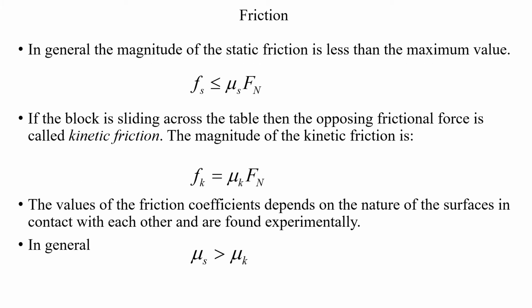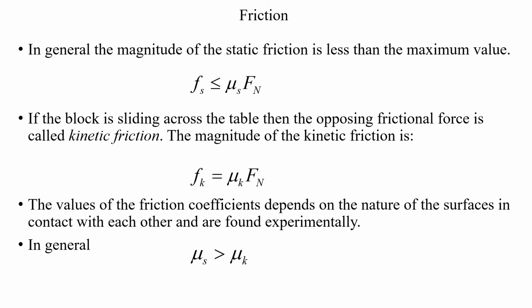All right, so in general, the magnitude of the static friction is less than its maximum value. So we write the static frictional force, F sub s, is less than or equal to mu sub s times the normal force. This is because the static friction only exists when I push on the box and it doesn't move. And so it's only equal in magnitude to what I push. If I don't push, that static friction is 0. It's only going to be equal to what I push up to its maximum value.